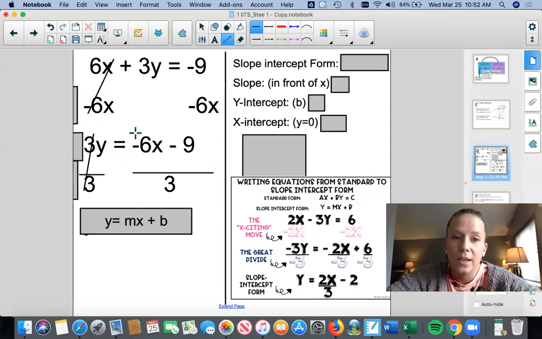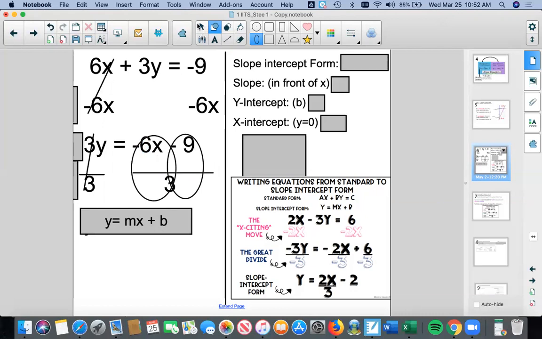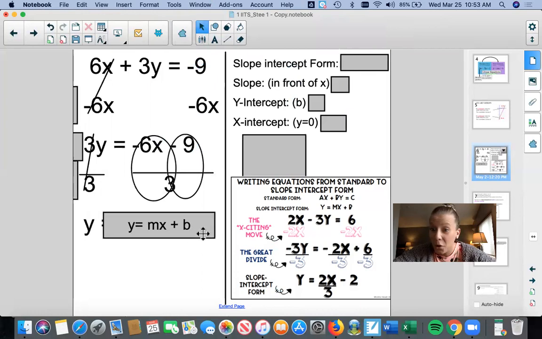Okay, now careful here. We need to make sure that we are dividing both numbers here. So I have -6 divided by 3, and then I also need to do -9 divided by 3. Okay, now if I go ahead and look, I'm trying to do both of those numbers. Y is now by itself, which is the goal.